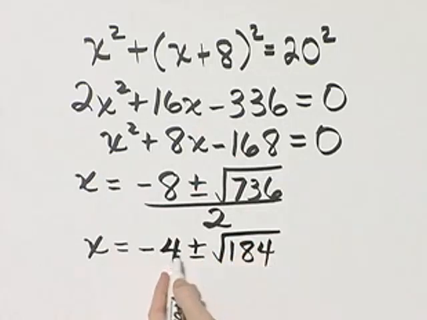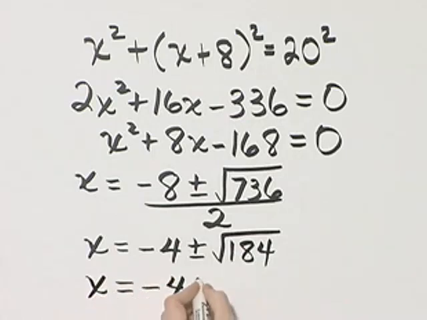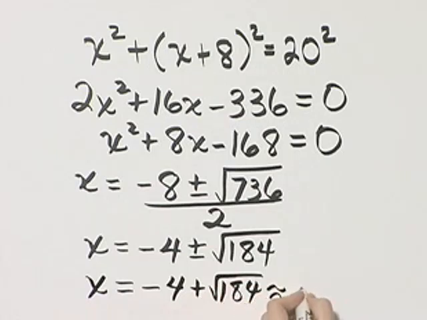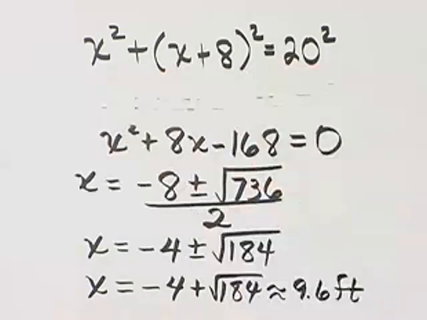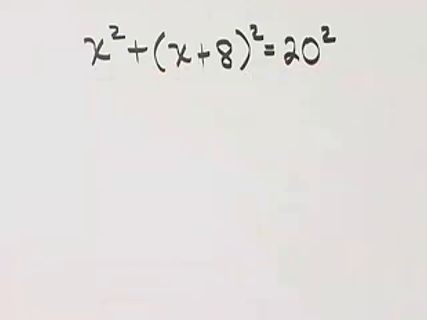Now, negative 4 minus the square root of 184 is a negative number, and remember, x represents the length of the leg, so we do not use that, and we will look specifically at negative 4 plus the square root of 184, and that is approximately 9.6, and remember, we're in feet. So let's think a moment about our triangle. Think a moment about the triangle that was given to you, and remember what x stands for. And x is approximately 9.6 feet.